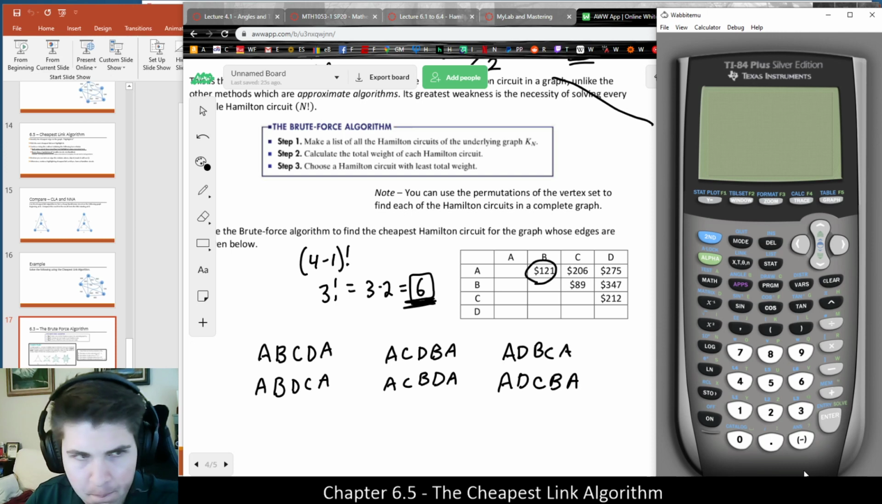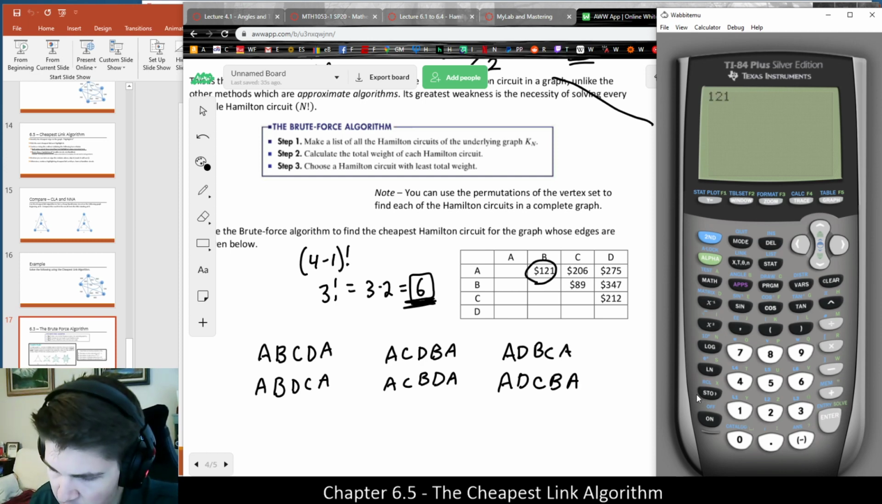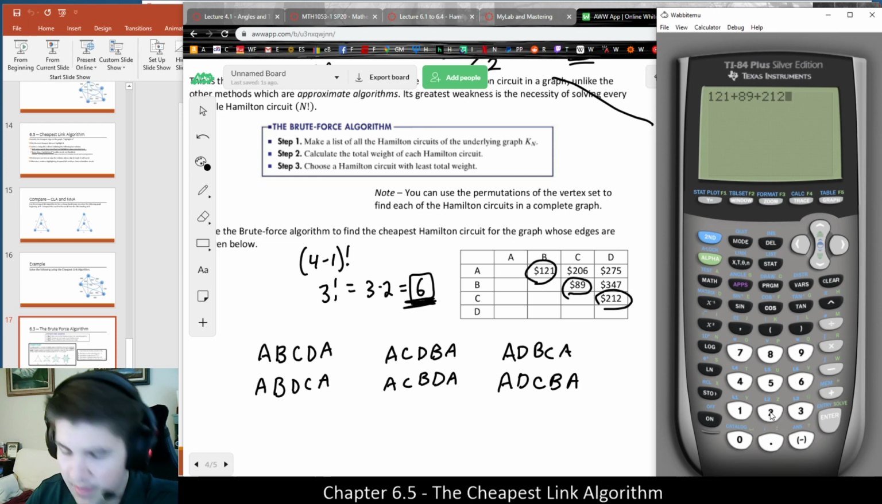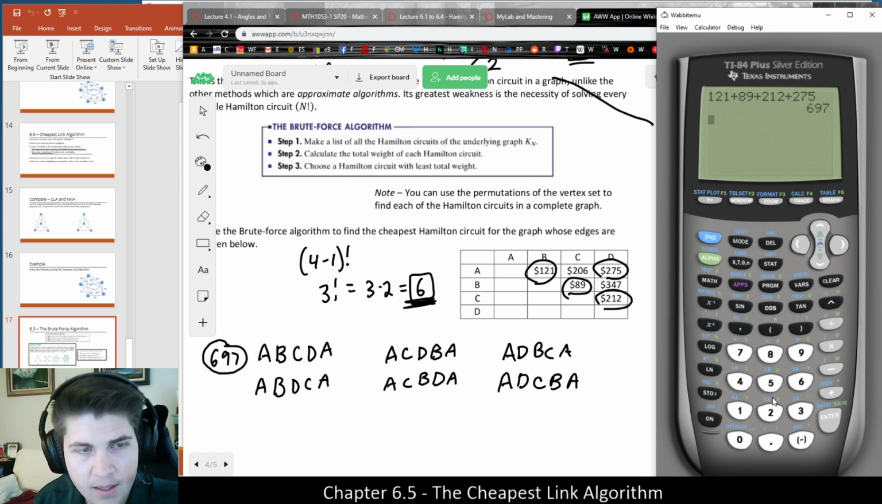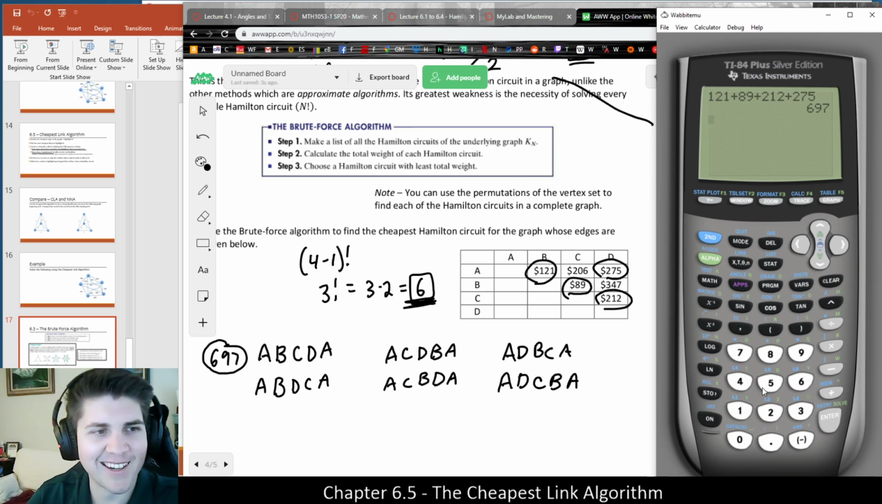But if I'm doing A, B, C, D, A, I'm going to be starting with AB, which is 121. Then B to C will be 89. Then C to D will be 212. Then D back to A is 5. And that should be our first one, which is a net weight of 697. That one. And I need to run through all of them and compare, and find the best. So let's just do it. I really don't want to, but we're gonna do it. For those perfectionists out there, you probably want to see it through. I am very resistant to it because I'm not going to make you do this algorithm, and it's quite tedious. But let's just do it.